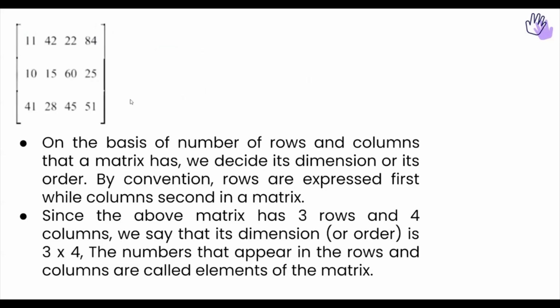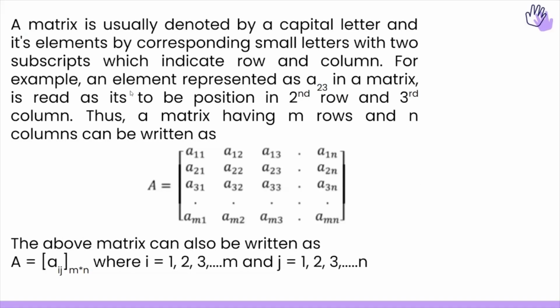So a matrix is usually denoted by a capital letter and its elements by corresponding small letters with two subscripts, which indicate the row number and the column number. For example, an element represented as a23 in a matrix is read as a two three, its position is in the second row and third column. Okay, so thus a matrix having m rows and n columns can be written as this.